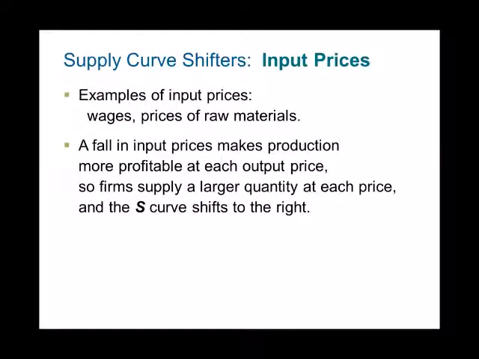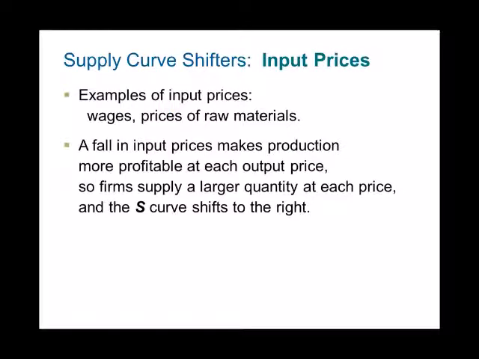A fall in input prices, when input prices go down, makes production cheaper. So if coffee prices suddenly fell from $3 a pound to $2 a pound, now I can purchase more coffee beans, so I can produce more at a cheaper price. When that happens, it's more profitable for the firm to supply a larger quantity, and the supply curve shifts to the right.